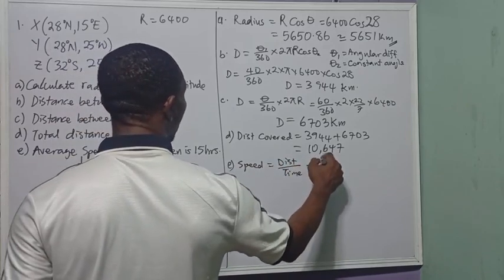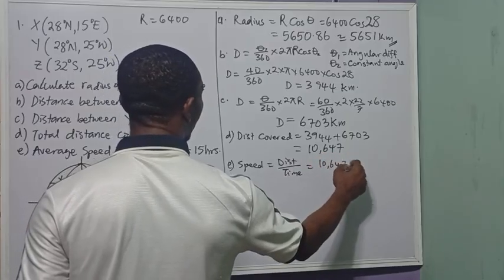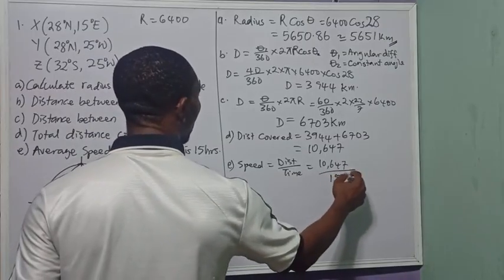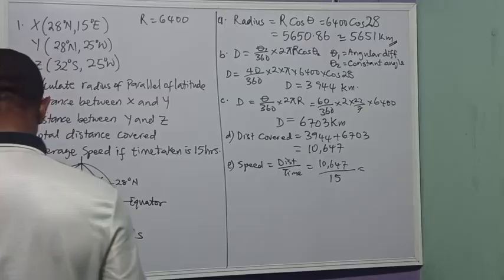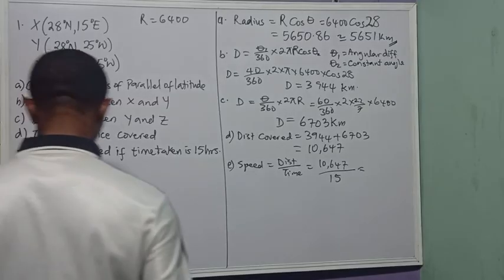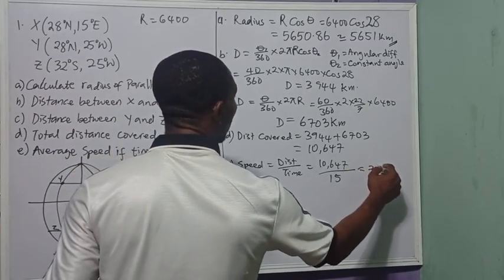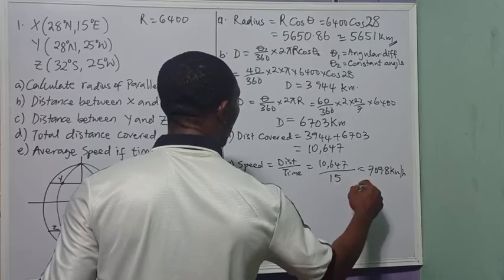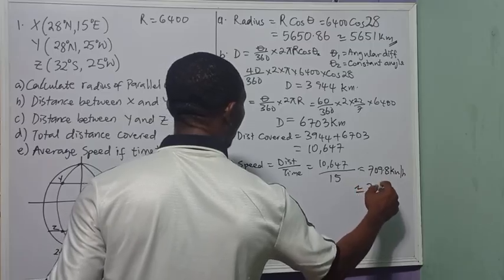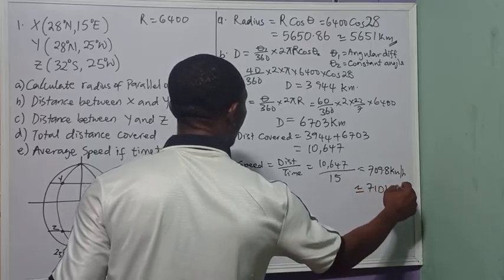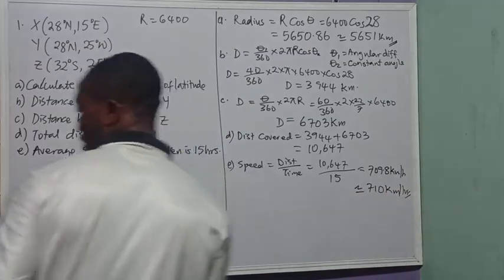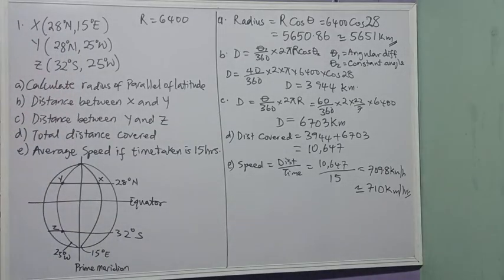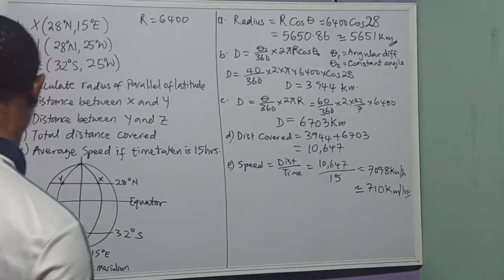Okay, now for E, it says calculate the average speed, and we know that speed equals distance over time. Now our distance is 10,647 all over time, which is given to us as 15 hours. That will become 709.8 kilometers per hour. So if approximated, it gives us 710 kilometers per hour. Okay, with this, we've answered this question.